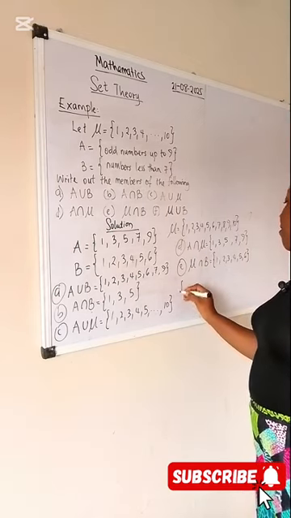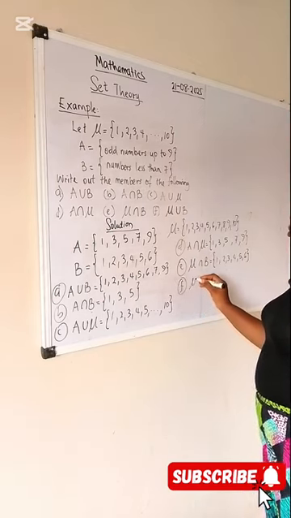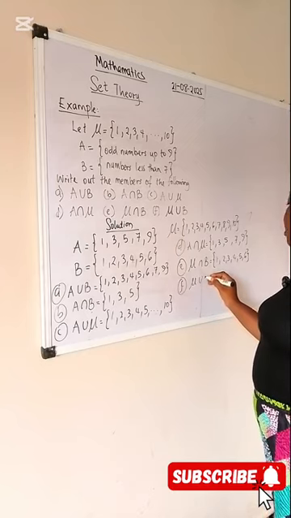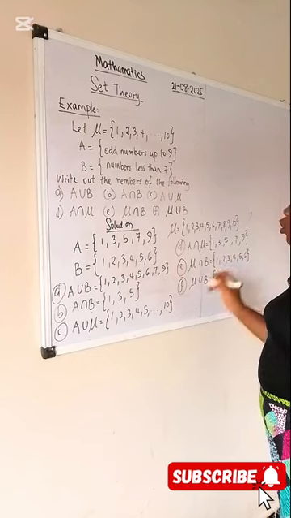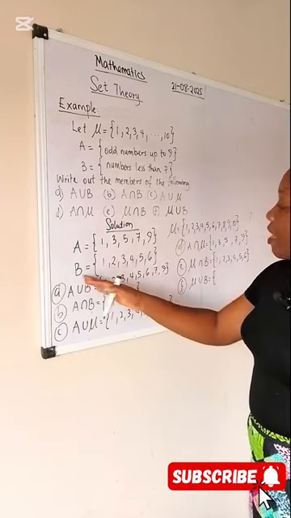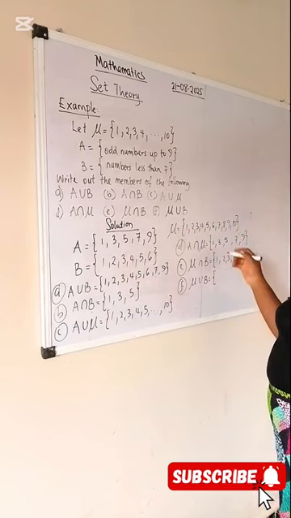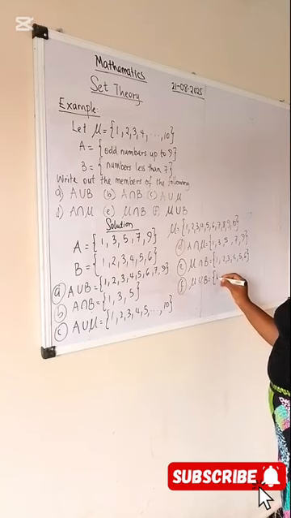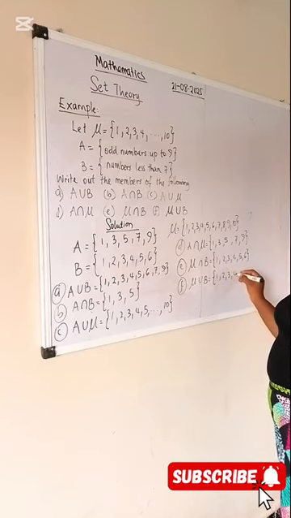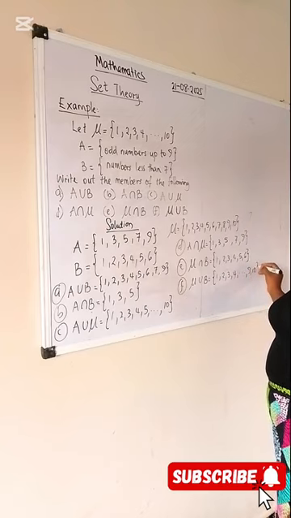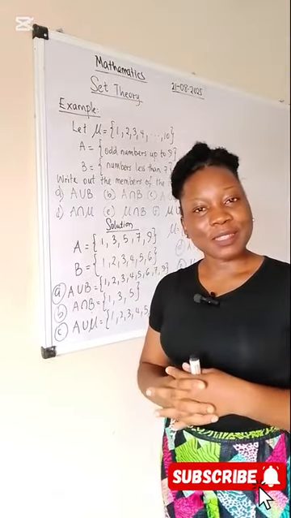And then F. F says the union of the universal set and B. That is everything in B and everything in the universal set, which is basically everything in the universal set. So it's a repetition of the universal set: 1, 2, 3, 4, up to 9, 10. That brings me to the end of this particular video.